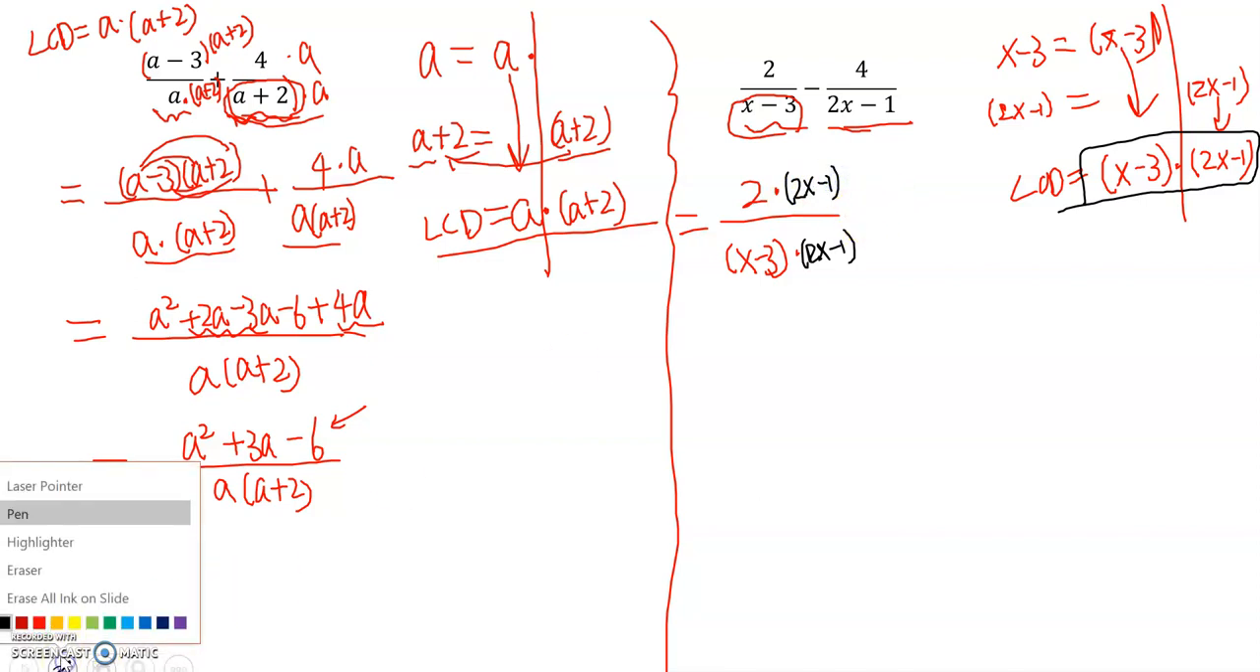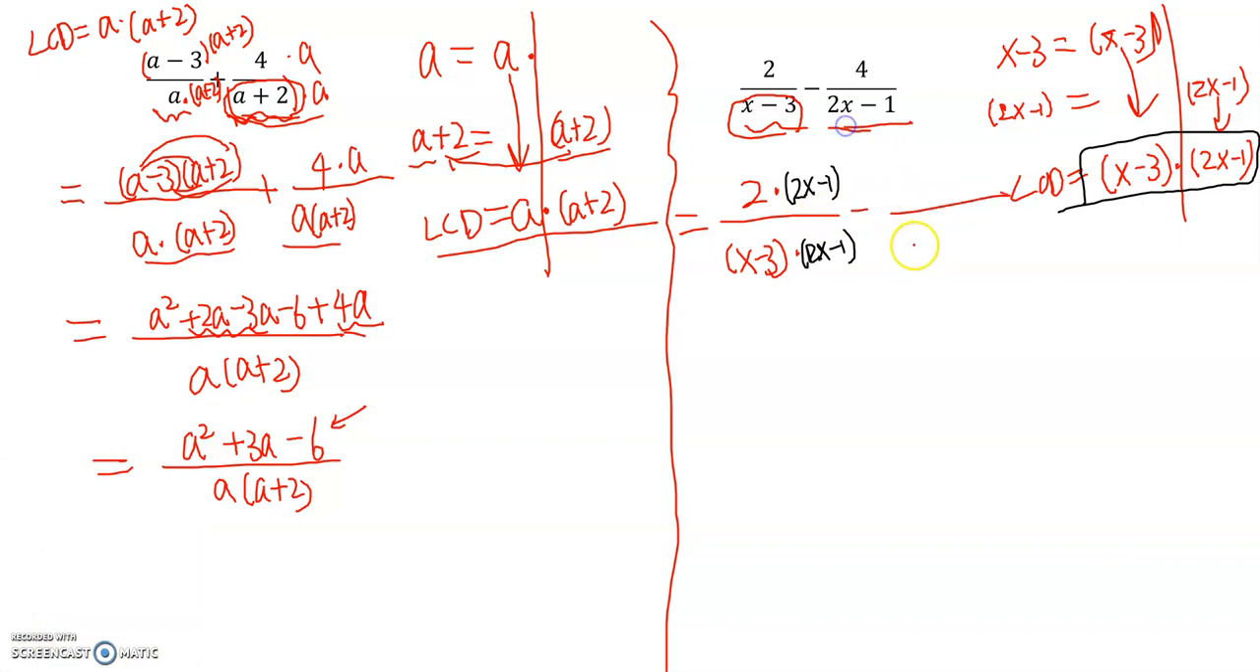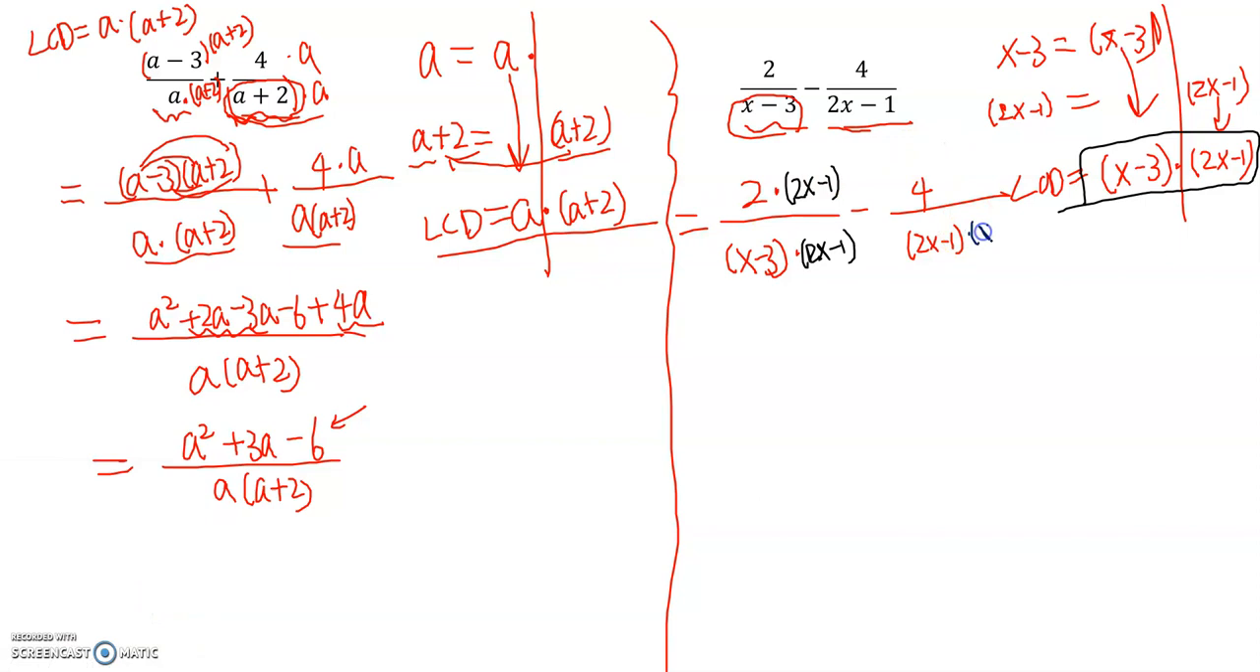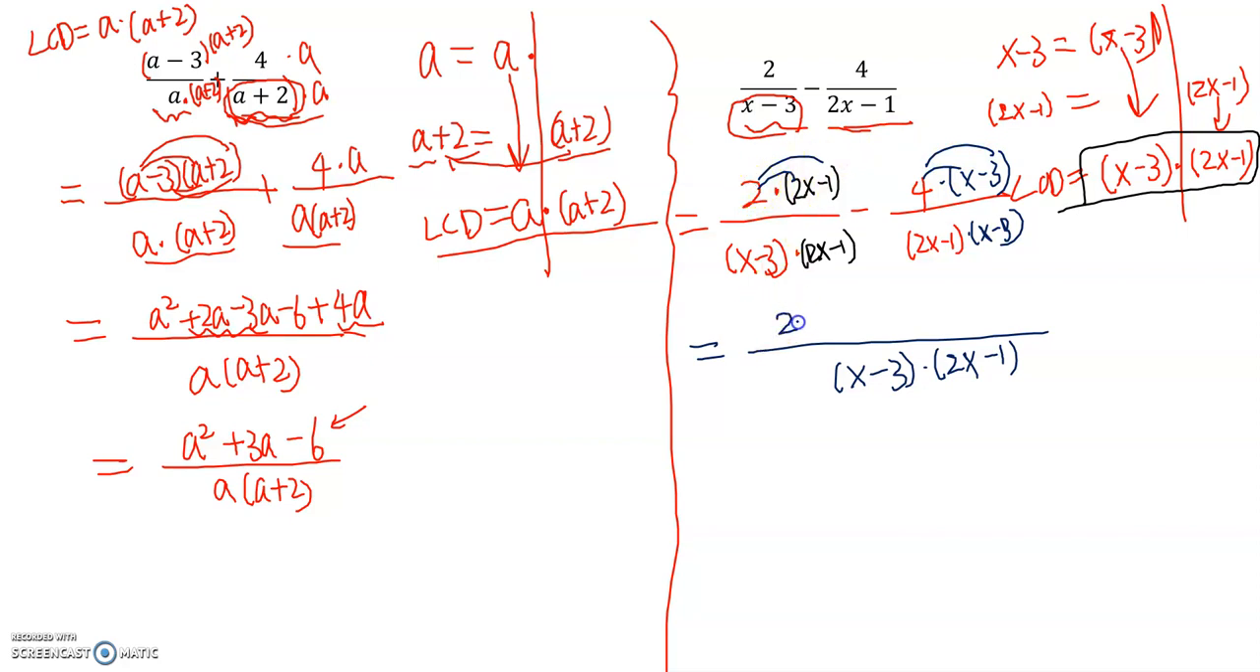And in order to change the second denominator, 2x minus 1, to our LCD, x minus 3 times 2x minus 1, we're just going to multiply by x minus 3 here. Now we got what we need, the common denominator, x minus 3 times 2x minus 1. We just need to simplify the numerators. So first of all, we can go ahead and distribute. Well, let me just write down one more step to slow down here, because there's a place that we need to be careful. Okay, so now we can distribute to get 4x minus 2.